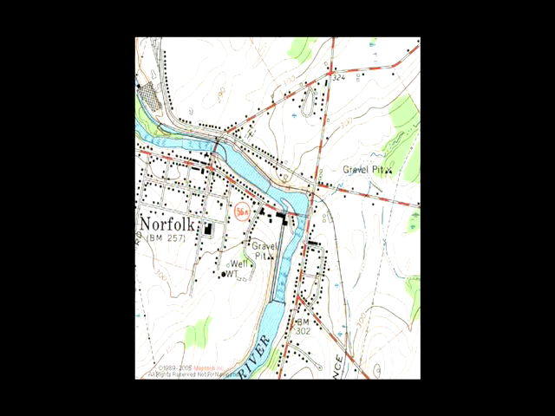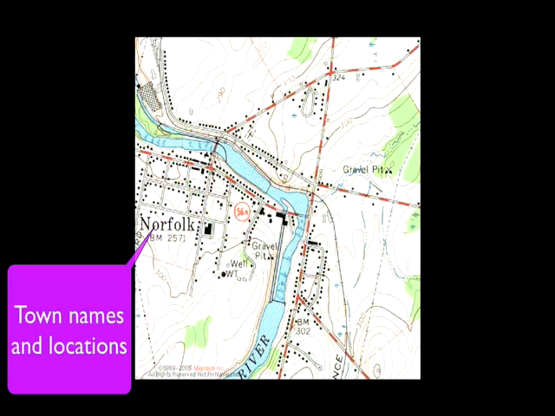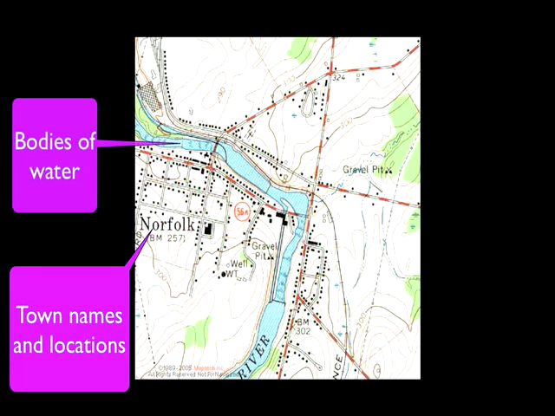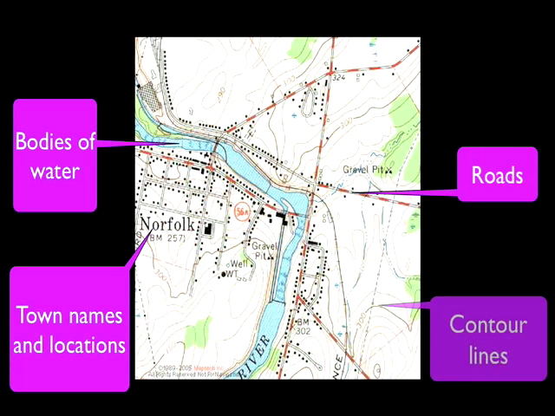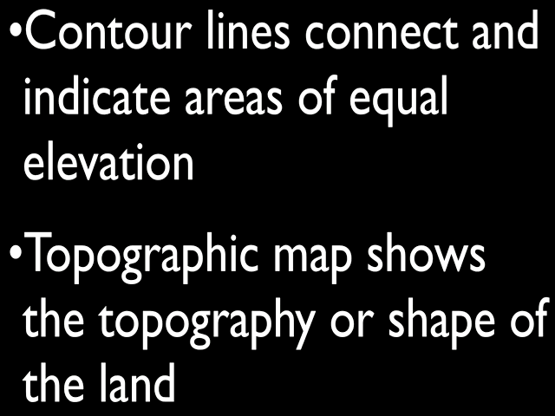All right, so a topographic map is no different from a normal map in terms of the things we would expect to be there: names of towns and their locations, bodies of water, roads. But the difference is that topographic maps have these little brown lines on them that we call contour lines. What are contour lines? Well, contour lines are lines that connect and indicate areas of equal elevation. Because of that, topographic maps show the topography or shape of the land. They allow us to see the shapes there in a two-dimensional form.